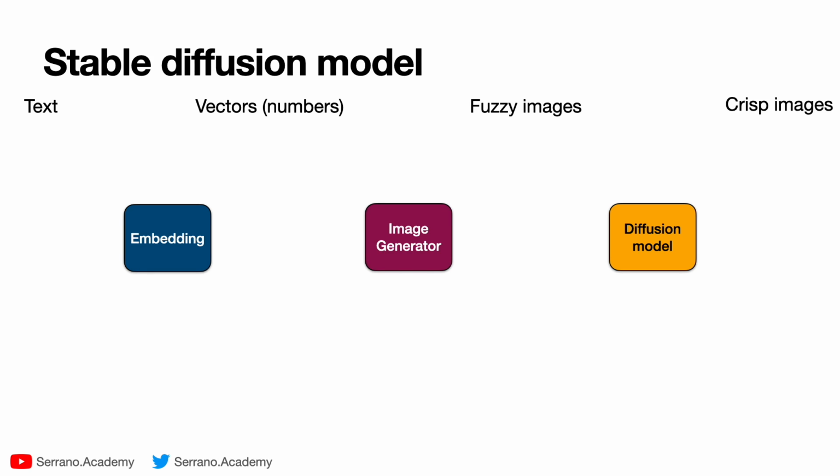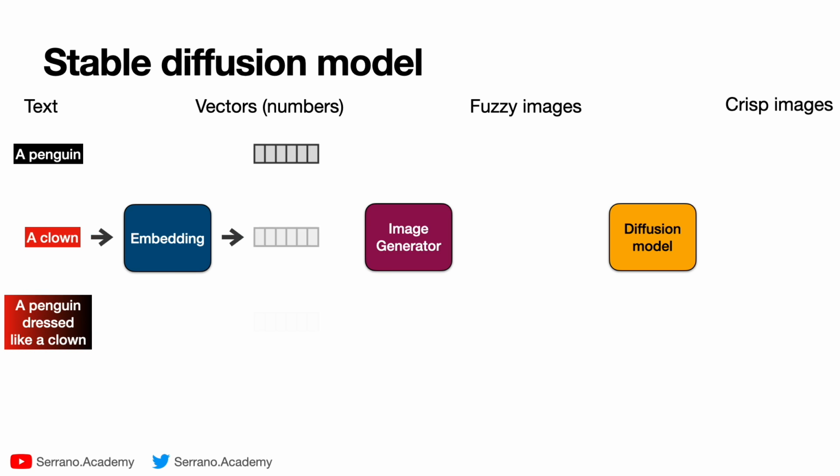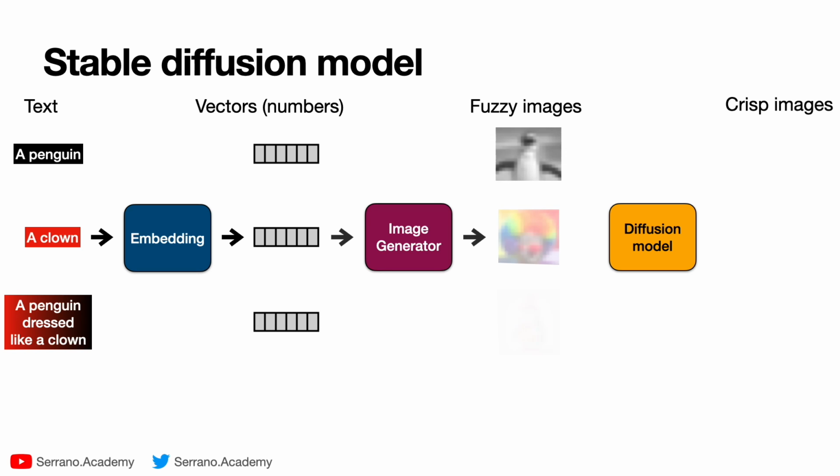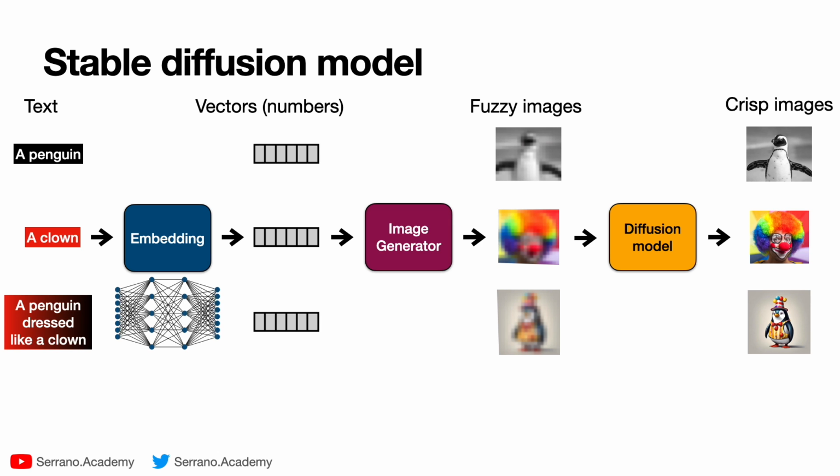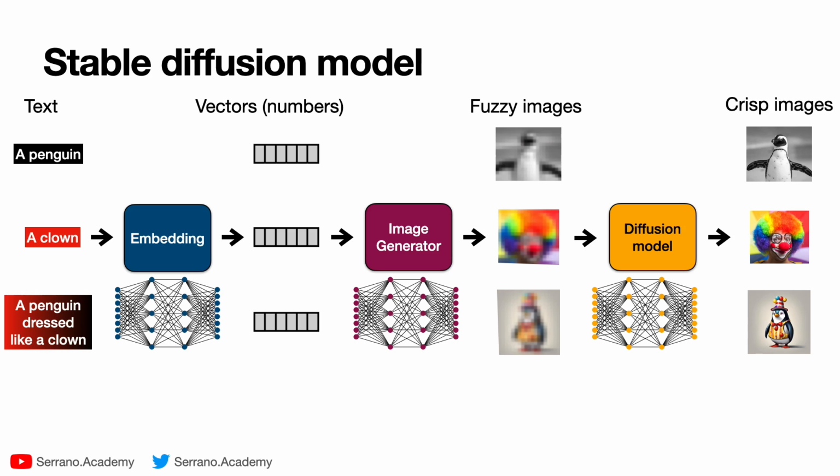We have the three steps: embedding, image generation, and diffusion model. The embedding takes text and turns it into vectors, which are long lists of numbers. The image generator takes these lists of numbers and turns them into rough images. And the diffusion model takes these rough images and turns them into sharp, nice images. And each one of these is a big neural network that is trained to do its job. So at a high level, this is what we have. But now let me show you an example.